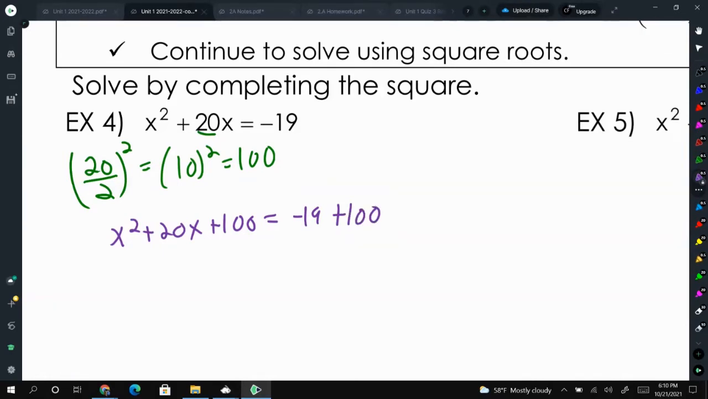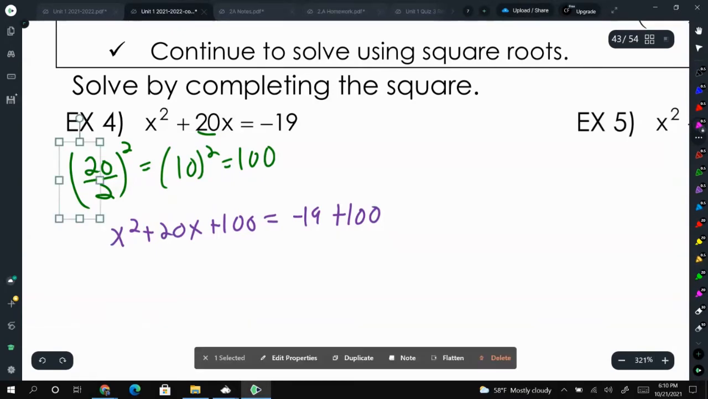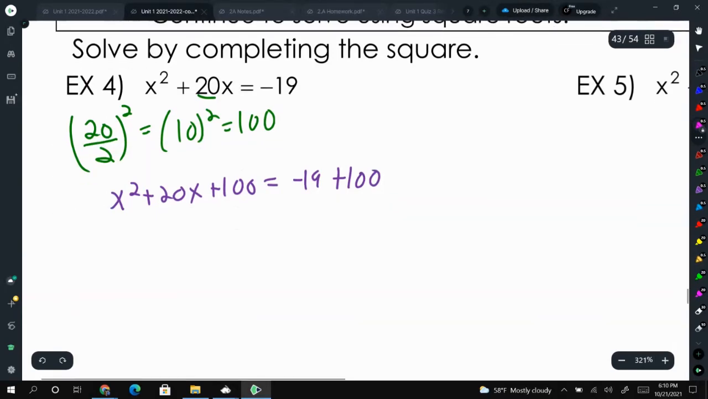And that's what people get confused about. It's like, well, why can't we just add 100 to both sides? We're not getting rid of anything. We can do anything we want to equations as long as we do it to both sides. Now, the left side, we have a perfect square trinomial. 100 is a perfect square, and 1's a perfect square. So we have x plus 10 squared equals 81.